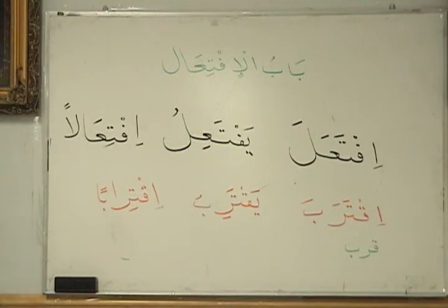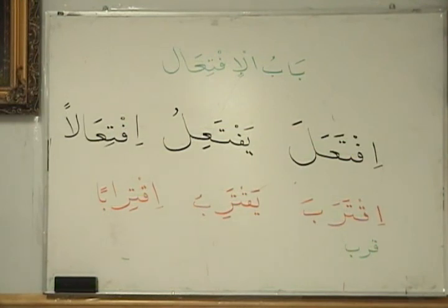So Ifta'ala Yafta'ilu Ifti'al. This is one Thulathi Mazid form. There are other Thulathi Mazid forms also. In fact, there are at least a dozen. But once you know the pattern, you'll get it very easily.